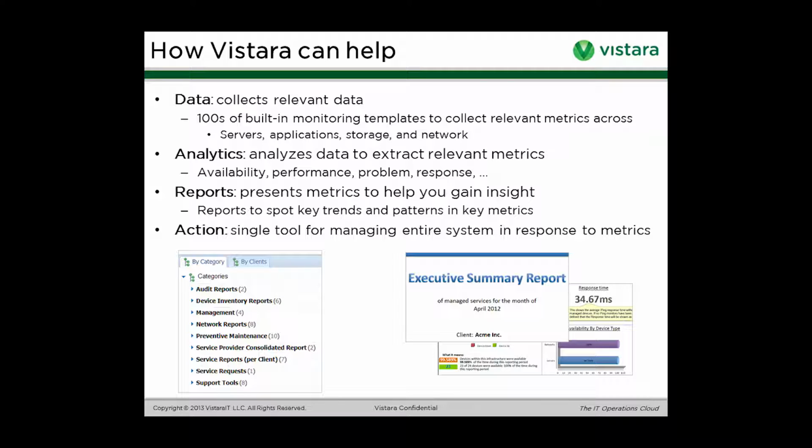Then it's also got standard reports built in. So we have management reports that synthesize the most relevant, most widely used metrics that are of interest to executive sponsors and automatically produce presentations for you. So it's easy to have a monthly discussion with your executive sponsors about the state of your services. Also, it's not enough just to measure. You also need to be able to take action. So Vistara is not just for monitoring, but also for management, and gives you a single tool that allows you to manage the entire system in response to what you learn from monitoring the metrics.